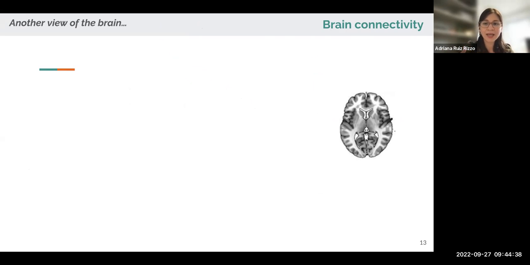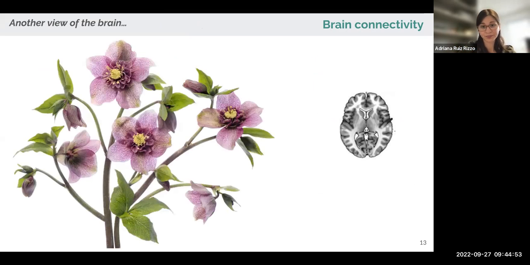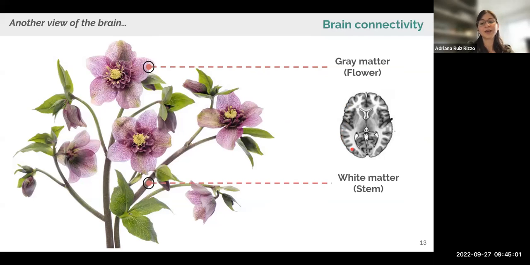To explain what brain connectivity is, I would like to make an analogy of the brain for those of you who maybe are not very familiar with cognitive neuroscience. So let's think of the brain as a bunch of flowers. Now we can think of the flowers as the gray matter, or the darker part of the brain, and we can think of the white matter as the stems of these flowers. This will be the lighter part of the brain.